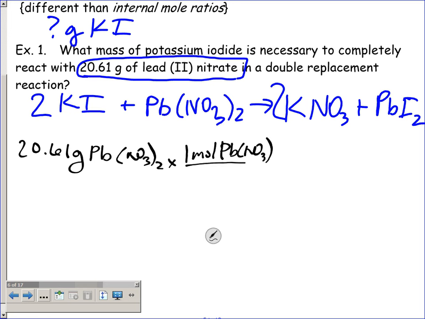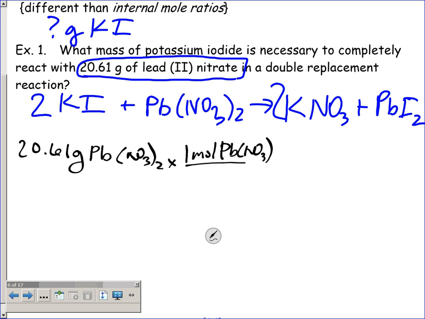I'm done with the grams of lead nitrate, and I don't care about lead nitrate, so I need to convert to who? Who's my question? Potassium iodide. That relationship is a 2-to-1 ratio. 2 moles of potassium iodide are utilized for every 1 mole of lead nitrate per the balanced chemical equation. Good so far? So moles of lead nitrate cancel with moles of lead nitrate. We're in moles of potassium iodide.